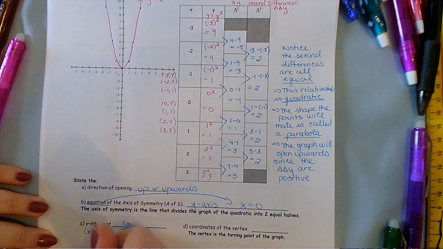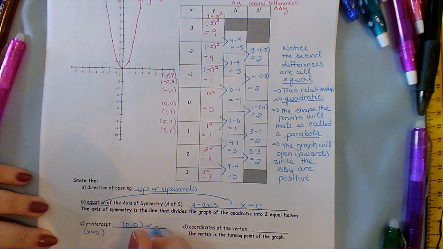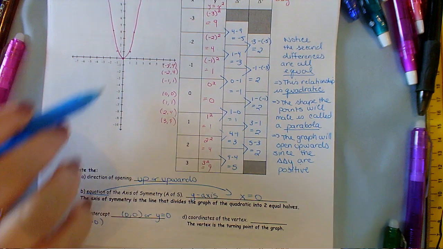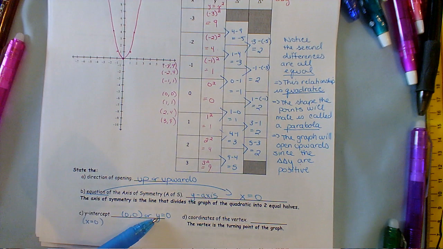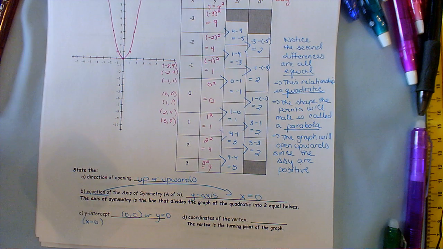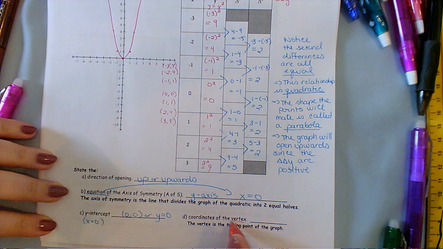So 0, 0, or y equals 0. Your choice as to how you want to state it. You can state it as a location, like there, that's the y-intercept, or you can state it as what the y value is worth when x is 0. Now the coordinates of the vertex, this is a very important keyword. So this word vertex, this is the most important point on a graph.